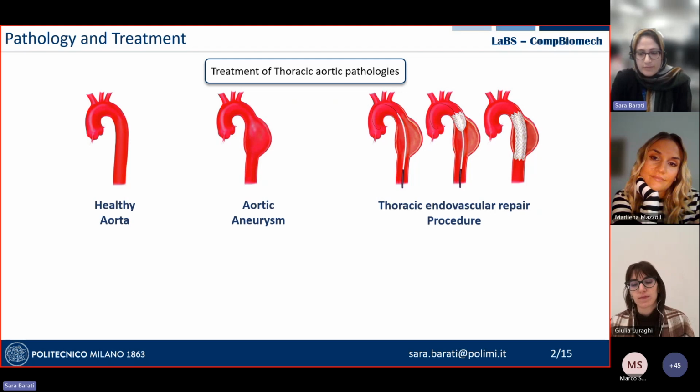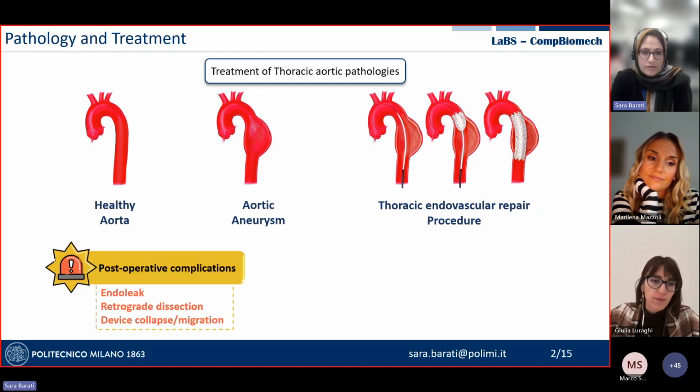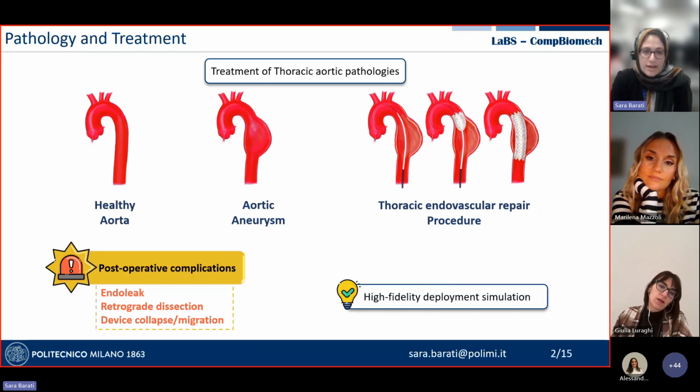We focus mainly on the thoracic aortic aneurysms, and we don't consider other lesions that need TEVAR. Like any other intervention, it can have some postoperative complications like endoleak, retrograde dissection, and device collapse. And what we do is providing high-fidelity deployment simulations to be able to evaluate these post-operative complications.